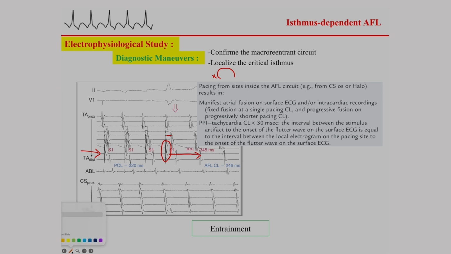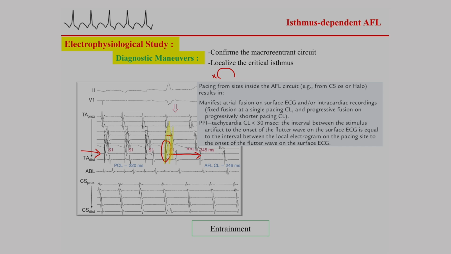We are in front of typical counterclockwise flutter. We are pacing from the lateral wall that is a part of the circuit, but because we are not capturing the atrium, we have a false prolongation of the PPI. So be sure that you are capturing before interpreting the PPI. And my message here is to always repeat the entrainment twice at the same site if you have some doubts.